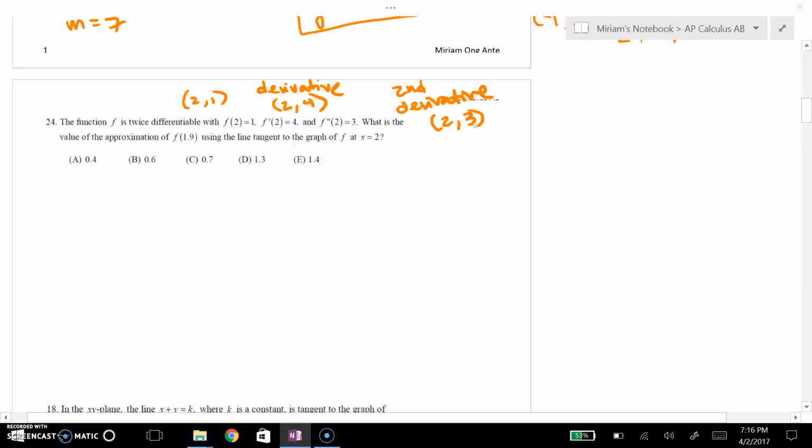What is the value of the approximation of f of 1.9 using the line tangent to the graph of f at x equals 2? A few things here. You see this decimal point here? Don't worry about that till the end. First, let's make the equation.